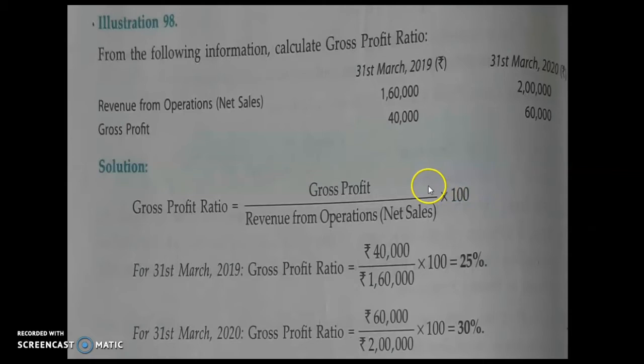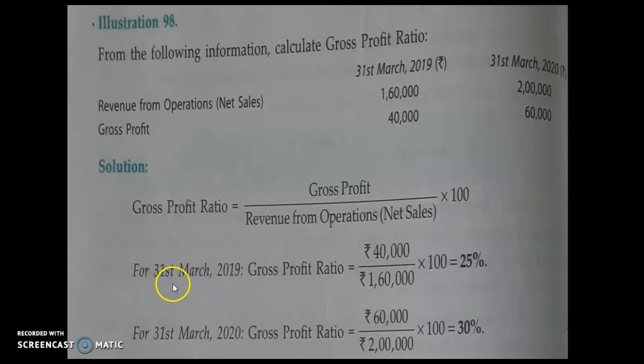Now let us do one problem. From the following information, calculate gross profit ratio. You are given the revenue from operation, that is net sales, and gross profit. Two years' amounts are given to you, so you have to calculate gross profit ratio for the 2 separate periods. Let us first of all write the formula. Gross profit ratio is equal to gross profit divided by revenue from operation, that is net sales, into 100.